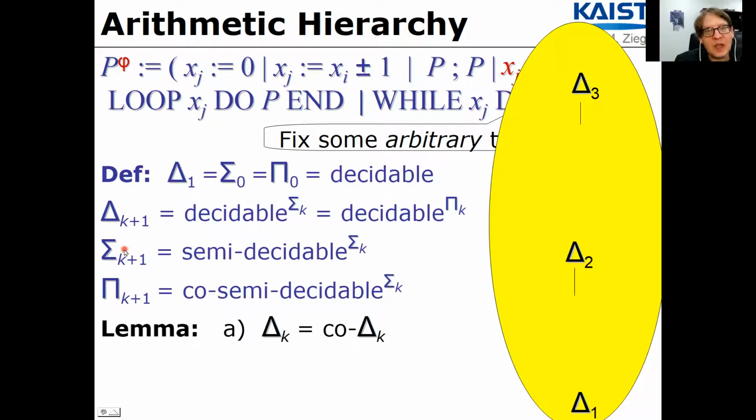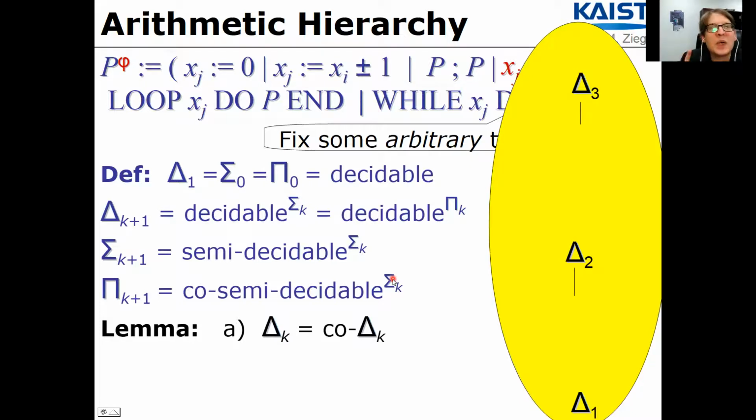And the other hand, kind of mirrored, is the inductive definition of pi k plus 1. This is those problems that are co-semi-decidable. That is the complement of a problem that is semi-decidable, again with oracle access to the sigma k.